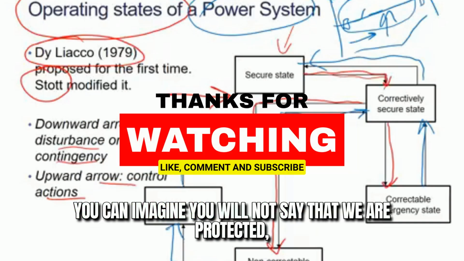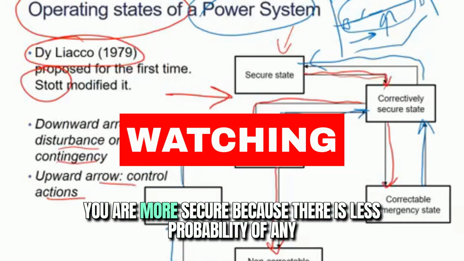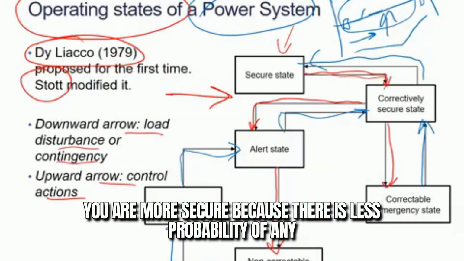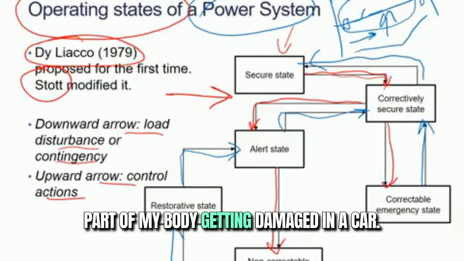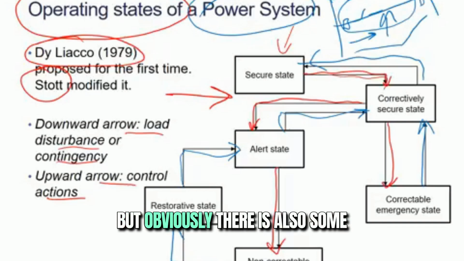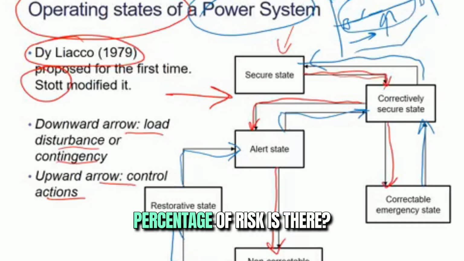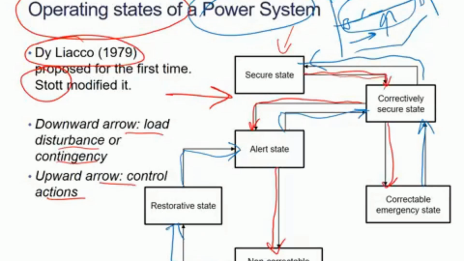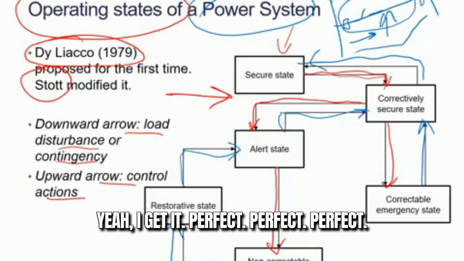And if you are traveling by four-wheeler, you are obviously more secure. You will not say that you are protected; you are more secure because there is less probability of any part of your body getting damaged in a car. Obviously there is also some percentage of risk, but that is different. You get my point, right? Yes, I get it. Okay, thank you.